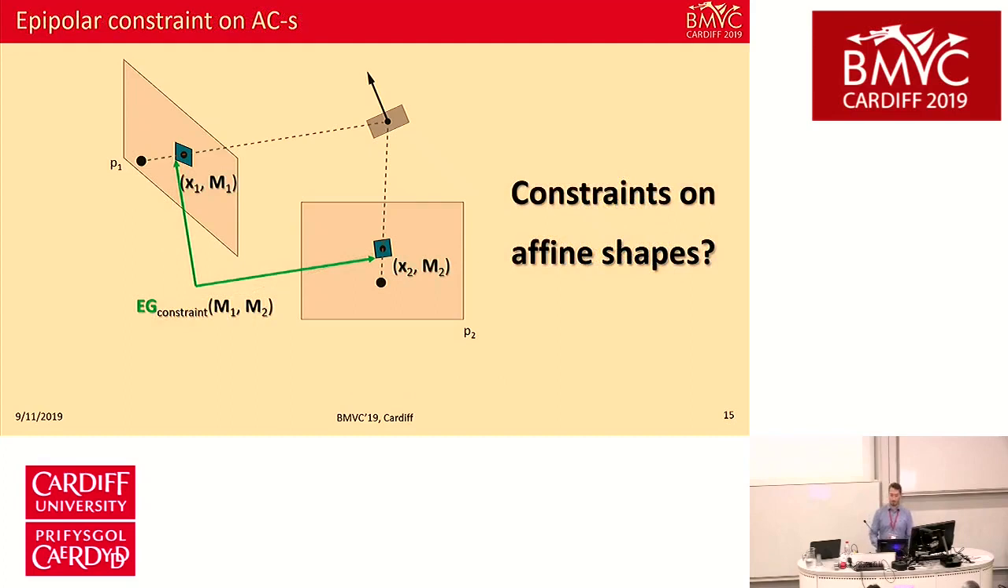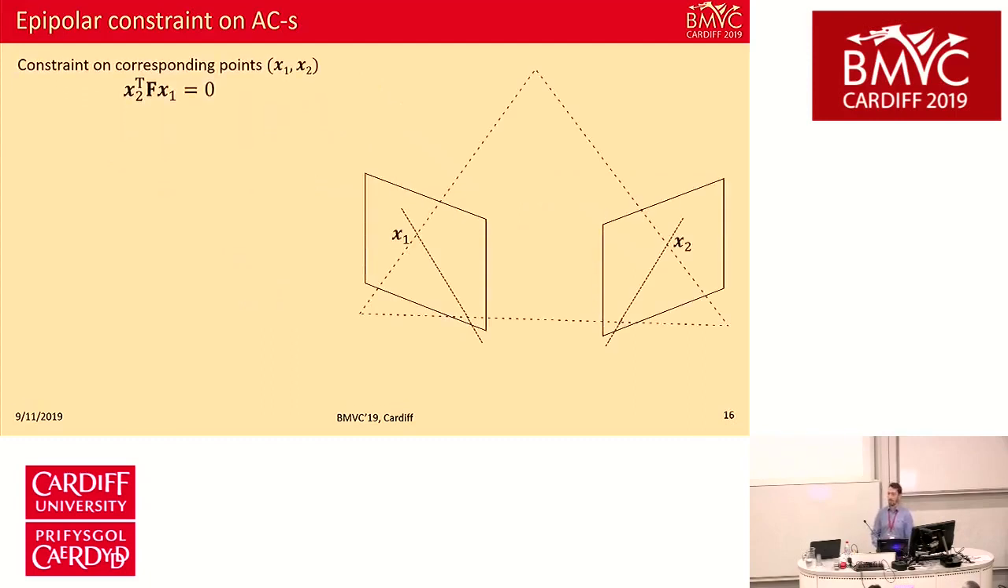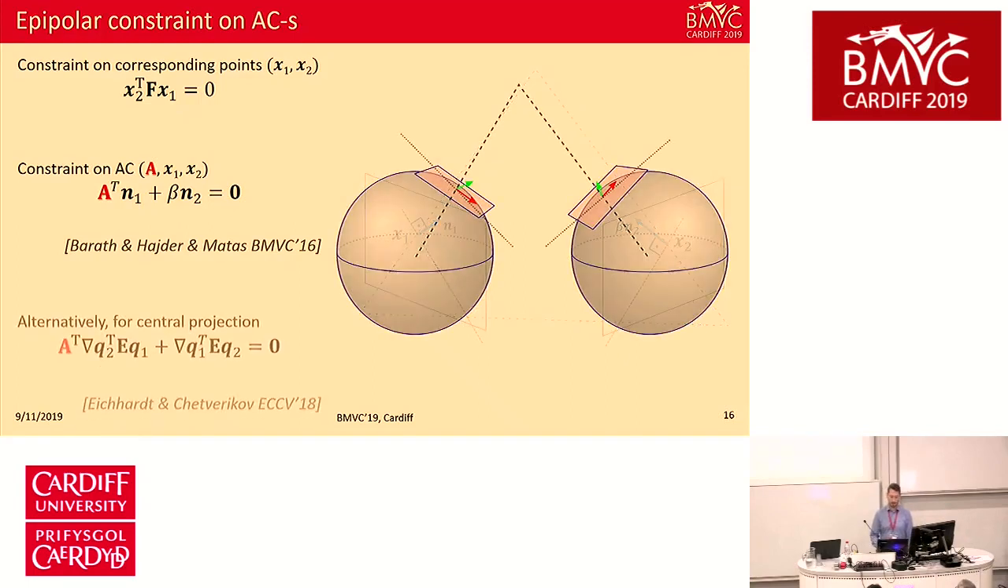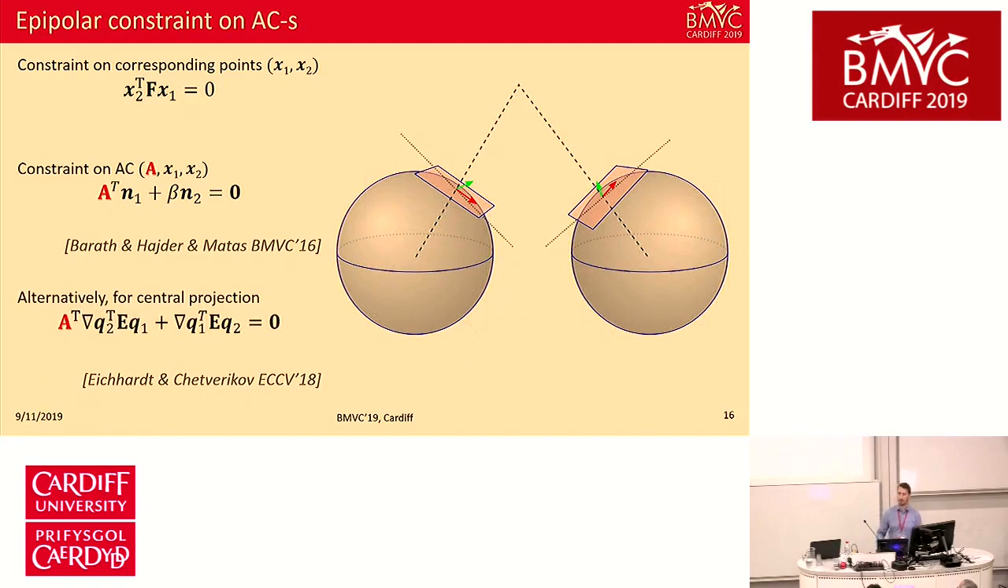So the next step, our question is, how could we determine constraints on affine shapes? Well, it turns out, as well as we can formulate epipolar constraints on corresponding points, considering the fundamental matrix and epipolar lines, the normals of the epipolar lines are related as such, former work showed, under this 2 by 2 transformation. And if you have more complicated camera models, you can have more complicated epipolar constraints on the affine correspondence.